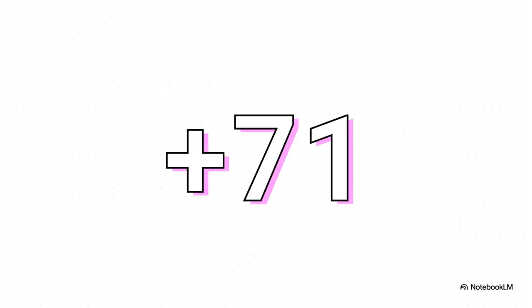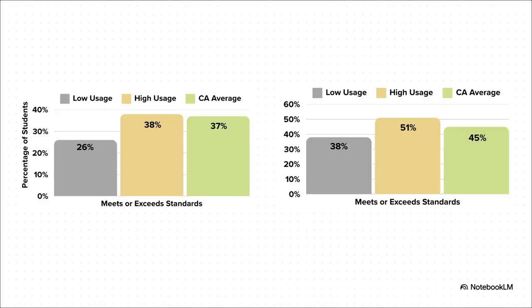Just to put a number on that for you, in math, the high-usage students scored, on average, 71 points higher than their peers. 71 points. That is a huge, statistically significant difference. But it gets even better. Take a look at this.